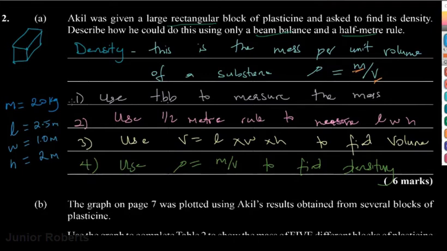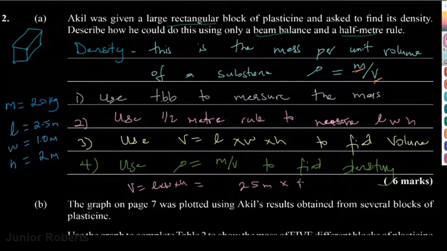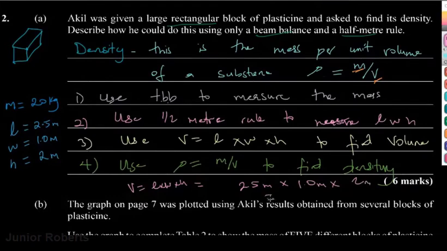Has anyone calculated the volume as yet? Carolina, Sabrina, Daniel, have you calculated the volume? Okay, 5 meter cube. Okay, cool. So we say volume is length by width by height. So we get length is 2.5 meters, width is 1.0 meter, and the height is 2 meters. When we multiply these out, we in fact get 5 meter cube. Is everyone okay with that? Everyone got the same answer there for the volume?